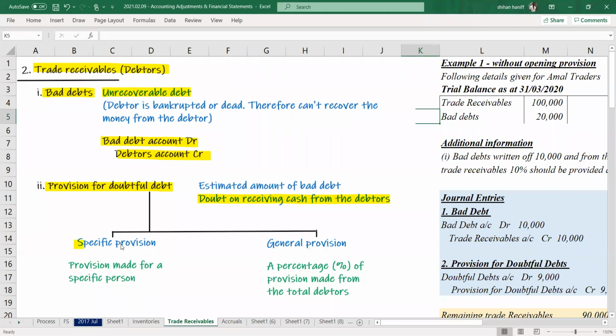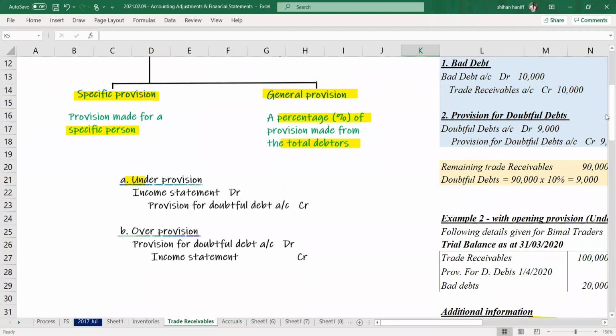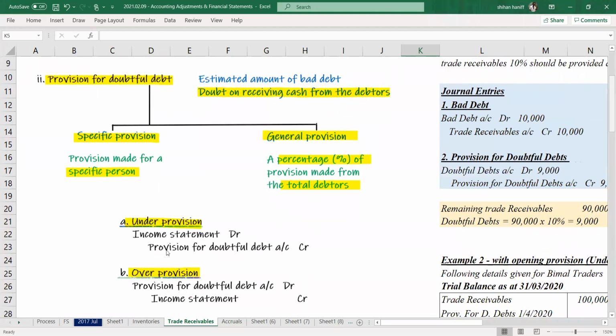So this has two parts, specific provision and general provision. Specific provision means you make a provision for a specific person, and general provision means it's a percentage from the total debtors. In both, there can be under provision or over provision. Under provision is what we have done in the previous example: income statement debit, provision for doubtful debt account credit. If it is an over provision, provision account debit, income statement credit, the opposite.